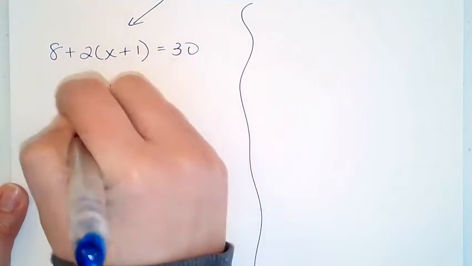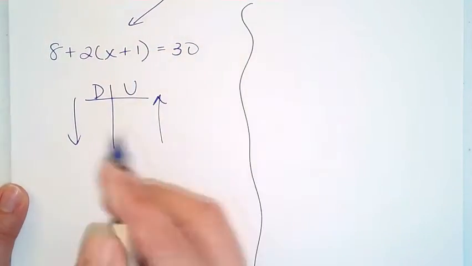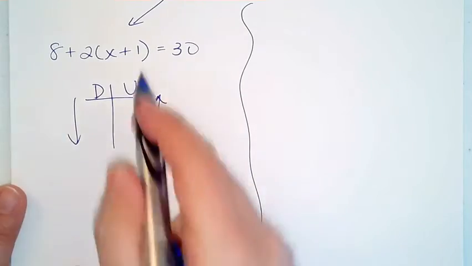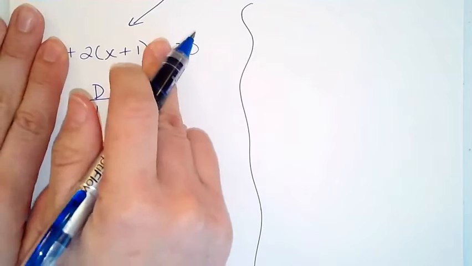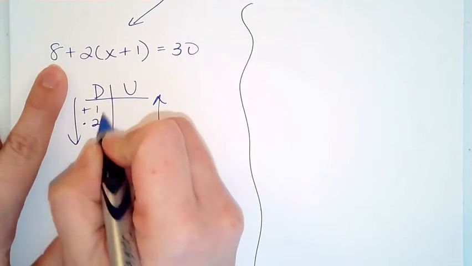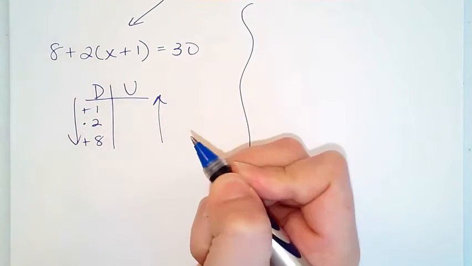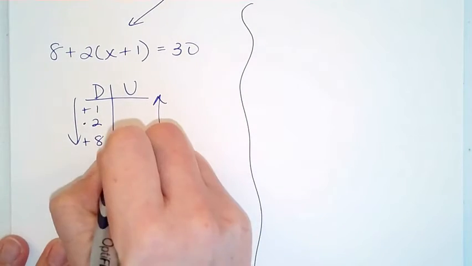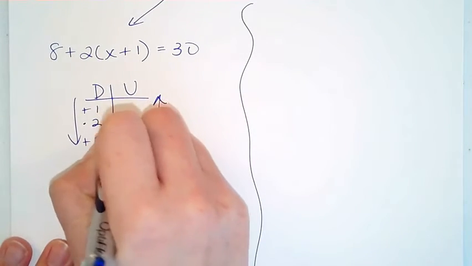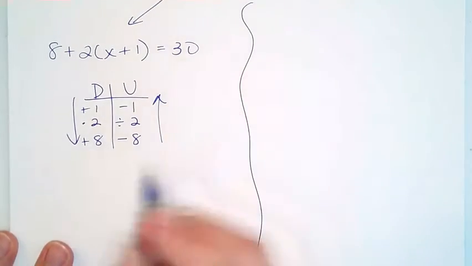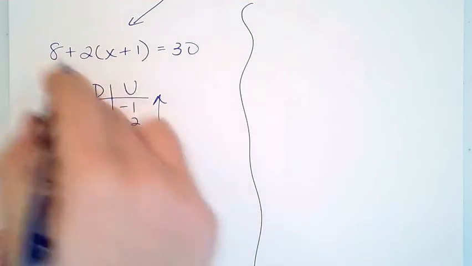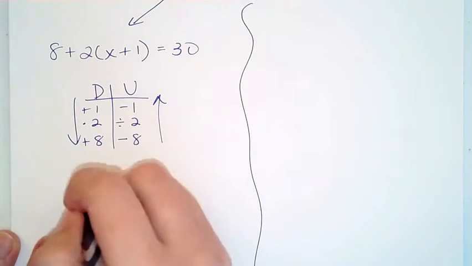So do, undo, down, up. So if I think about the do undo, well, first I would add 1, then I would multiply by 2, and then I would add 8. Okay, well, that seems reasonable. Minus 8, divide by 2, minus 1. Seems reasonable. I take my 30 and I'm going to undo all this stuff to get that magic number.